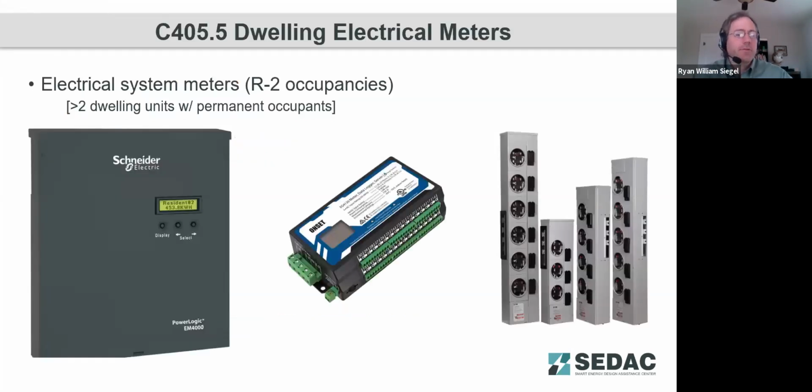Code also calls out that if you do have multiple dwelling units, and so you're in an R2 occupancy, you do have individual dwelling unit electrical metering. This could either be through a system that monitors several different occupancies through a single front end, or perhaps more commonly meter stacks, as depicted here on the right, where the utility provides all the individual metering.